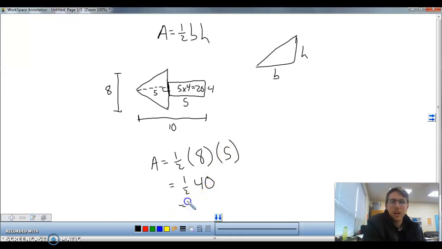And the area of that part is also 20. So we've got an area of 20 for the rectangle, an area of 20 for the triangle. Total area is 40. Okay?